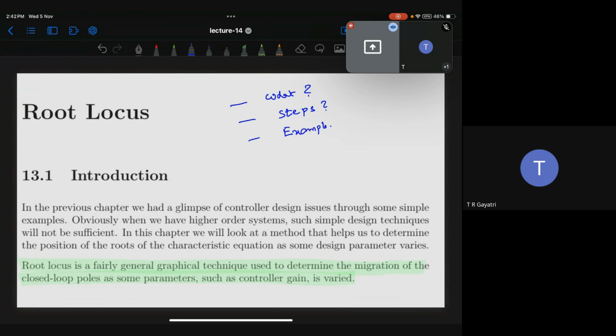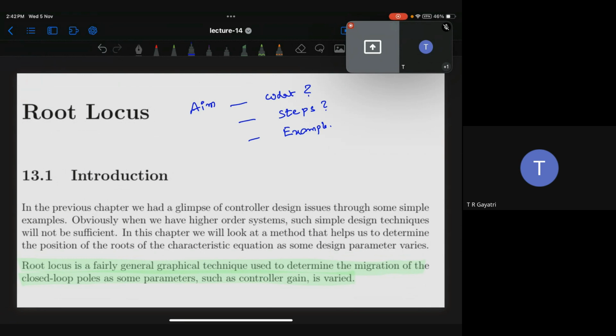We are not going to discuss many problems. Instead, we'll try to understand why we need to go for drawing a root locus plot, then the important steps, then we'll see one example. If you understand this picture, you can solve more problems. That is the aim for this live session. In coming Friday's session, we'll discuss more problems.